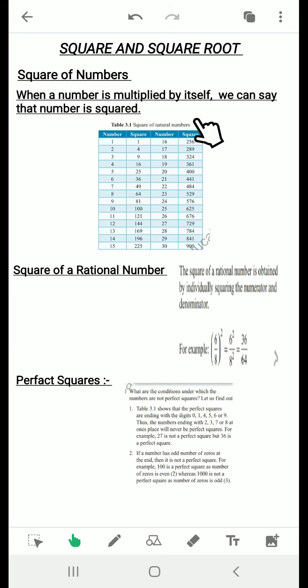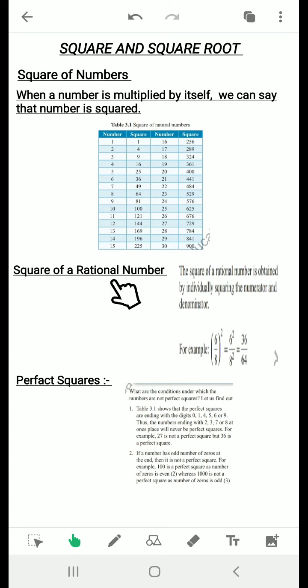So you can see the table related to square of numbers. It is from number 1 to number 30. The 1 square will be 1, 1 multiply 1, 1. 2, 2 multiply 2, 4. The square of 3 will be 3 multiply 3, 9. 4, that will be 4 multiply 4, 16. And so on: 5, 25, 6, 36, 7, 49, 8, 64. So the square of a number is when a number is multiplied by itself. That is called the number is squared.